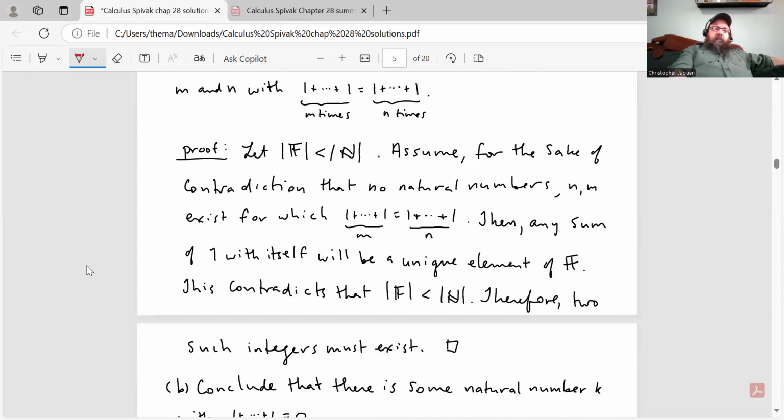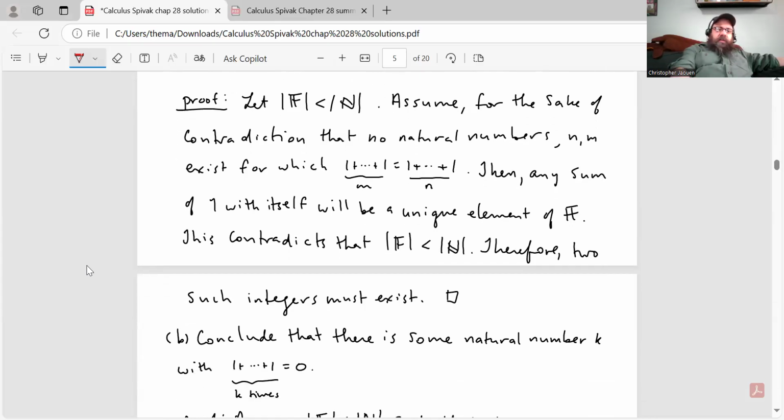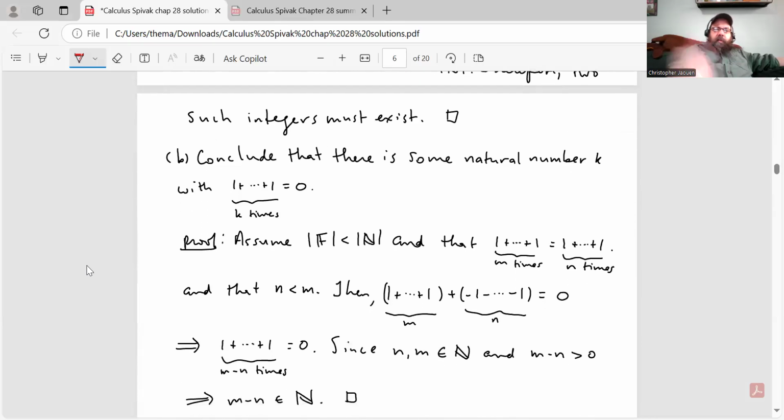Here's the proof. Let F be a finite field. So in other words, the cardinality of the set F is not infinity, right? It's finite. Assume for the sake of contradiction that no natural numbers n, m exist for which that property holds, then any sum of one with itself will be a unique element of F. However, this contradicts that the cardinality of F is finite. Therefore, two such integers must exist. Right, so proof by contradiction.